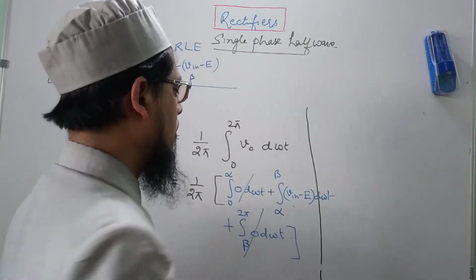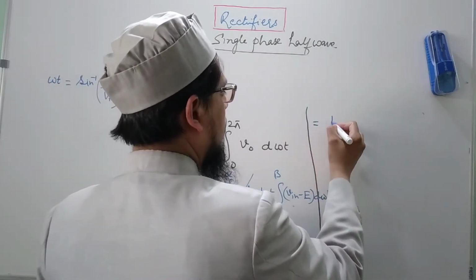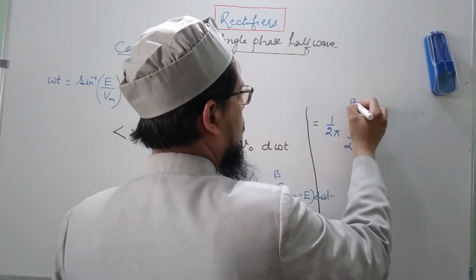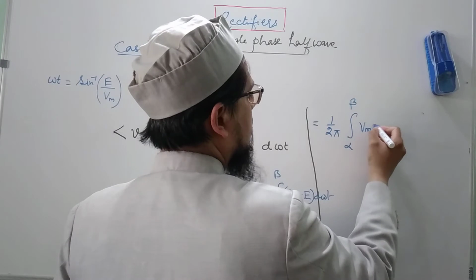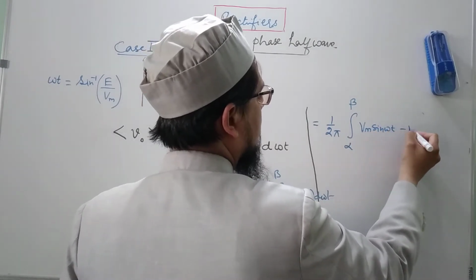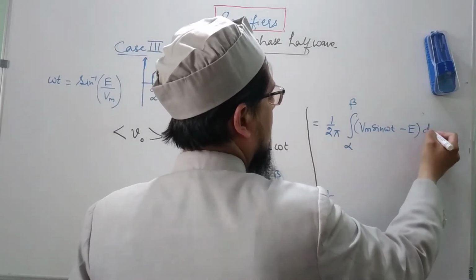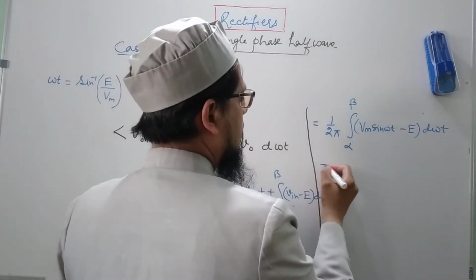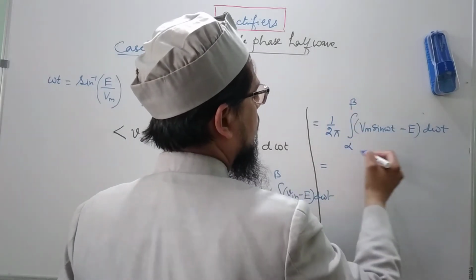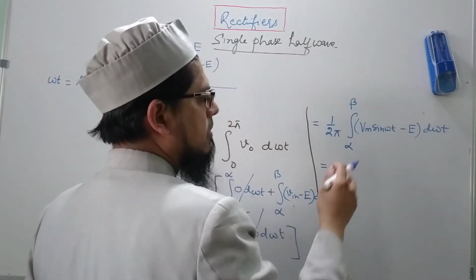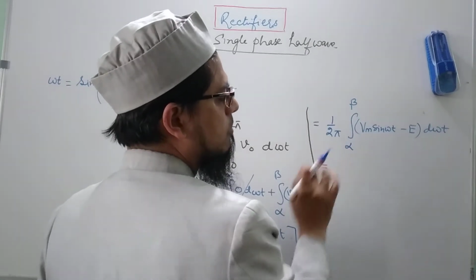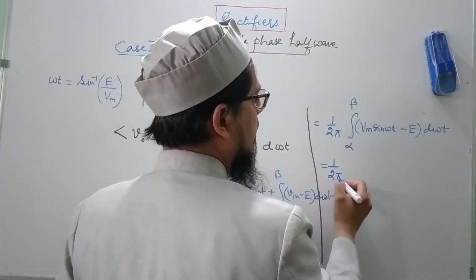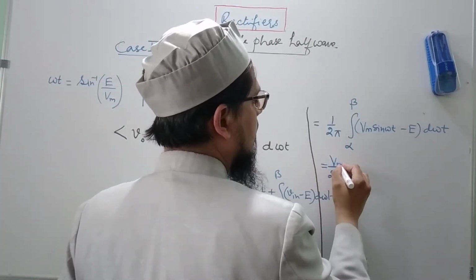Okay, so that means this is equal to 1 by 2 pi, and I have to integrate it from alpha to beta, and V in is Vm sine omega t, and this is minus E. This times this is into d omega t. So this part is same, if you see from the previous expression, apart from it starts from 0, now here it starts from alpha. So I write it down 1 by 2 pi, so I take Vm outside.